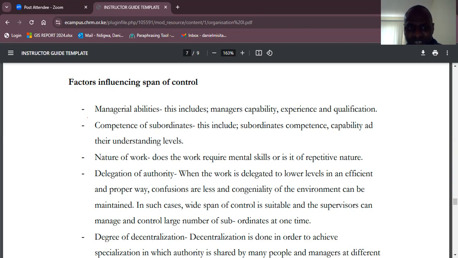Then the other thing that is very important is delegation of authority. As a manager, if your span of control is very big, then you realize you need to delegate authority. By delegation, it means you need to allocate responsibility to various people, so that at the end of the day, you need to monitor what those people are doing. And this will help you a great deal to avoid cases of confusion within the organization.